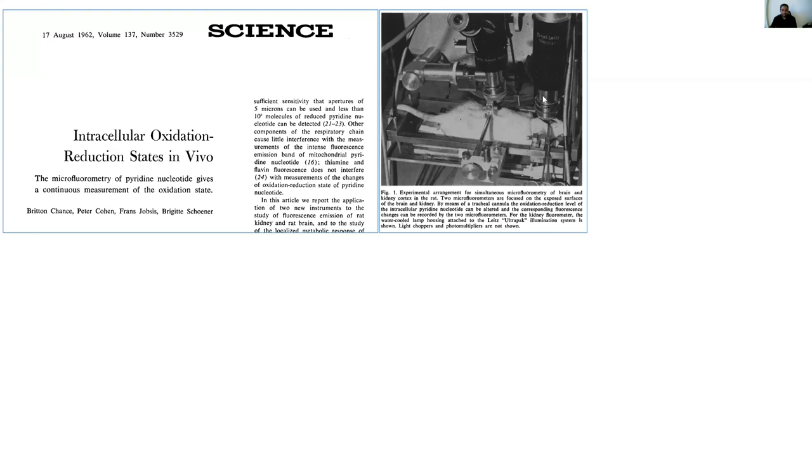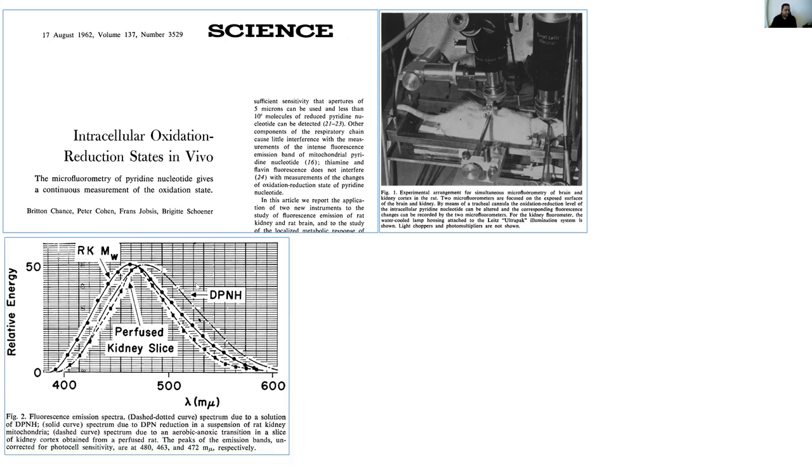And this is not a fluorescence imaging experiment. This is 1962, so it's more of a spectrophotometer experiment, right? It's with the objective. And what they're looking at is what happens to the kidney and the brain under different stimuli. And one of the things they saw, and it's kind of important, is they looked at DPNH, which is basically NADH, it's the old nomenclature.